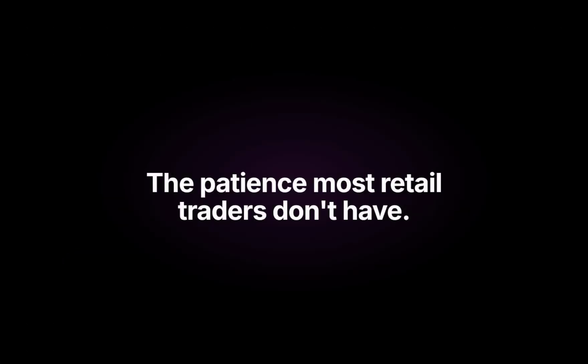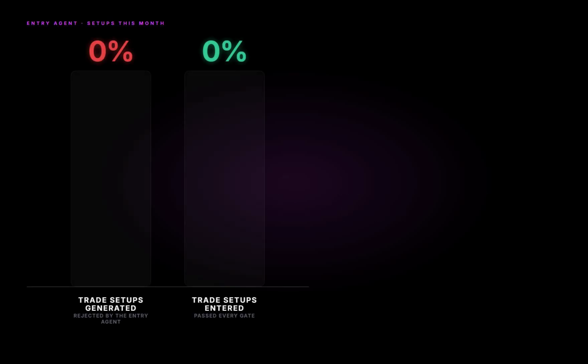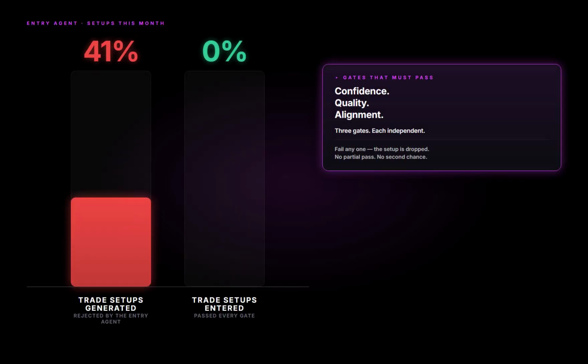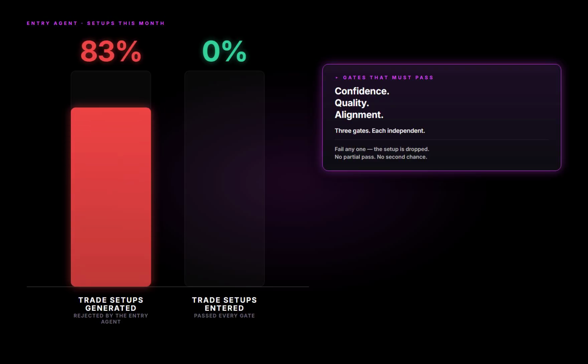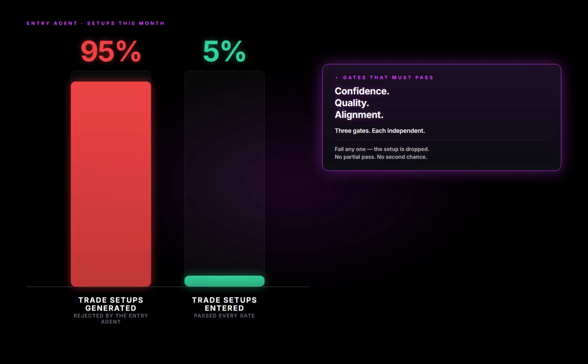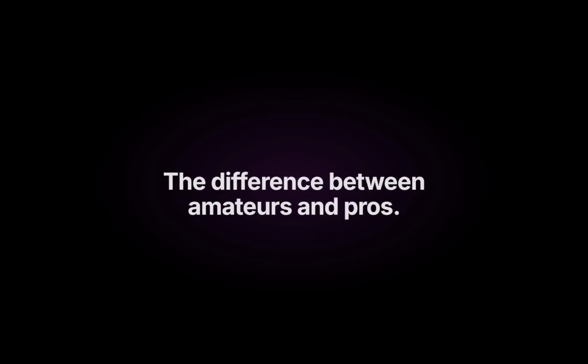And here's where AI patience changes the math. The entry agent rejects 95% of setups at this stage. Not because the original analysis was wrong, because the moment wasn't right. The AI is patient. It waits for the exact conditions, or it lets the setup expire.